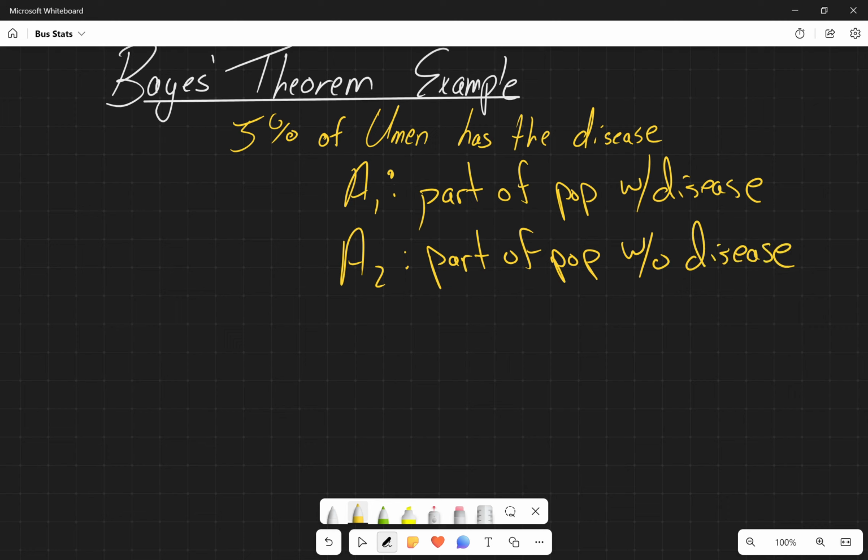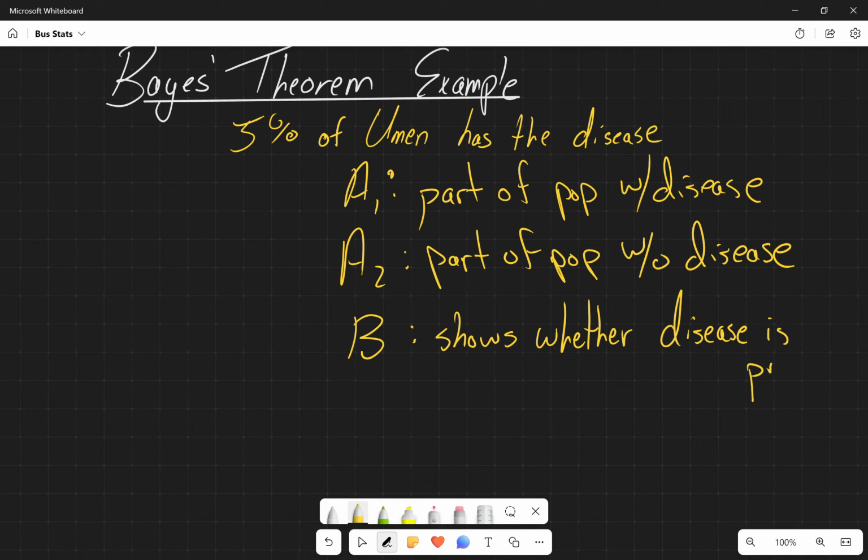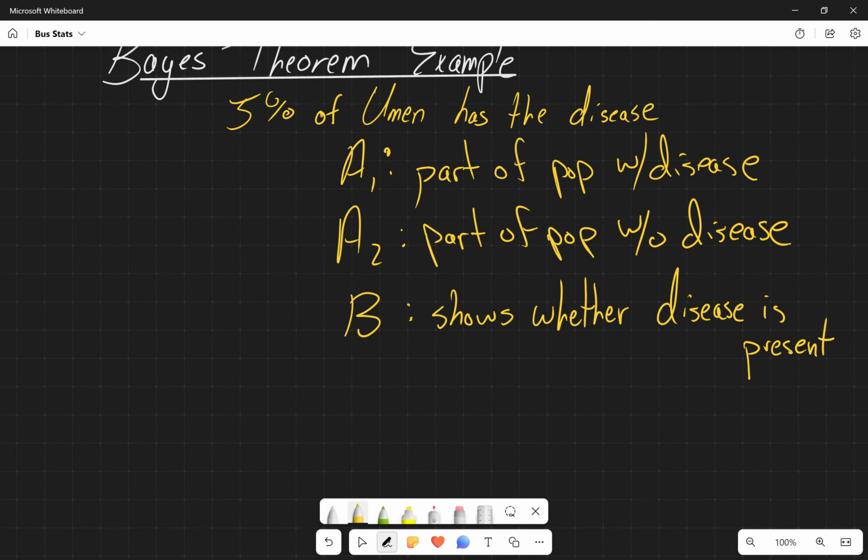We are told that there is a test, and the test result B shows whether the disease is present. If B is true, it shows that the disease is present. If B is false, it shows that the disease is not present. We are told some information about this B, though, right?